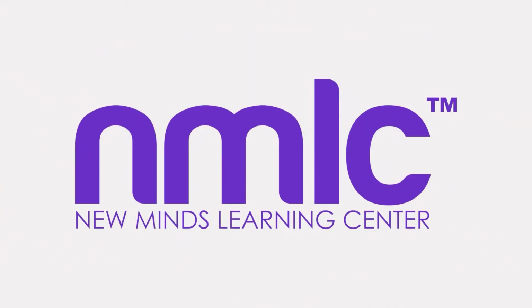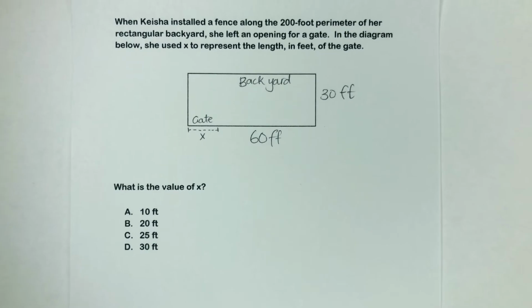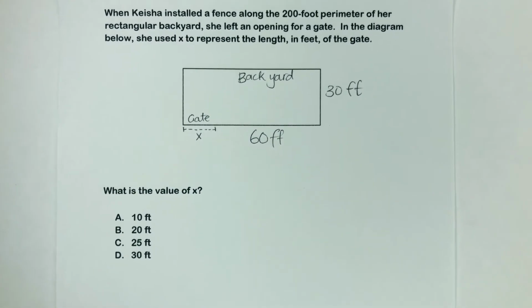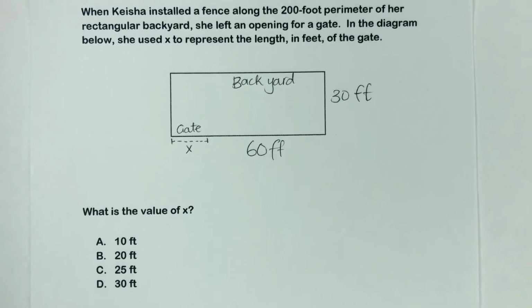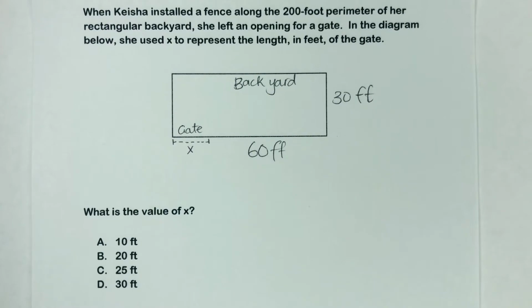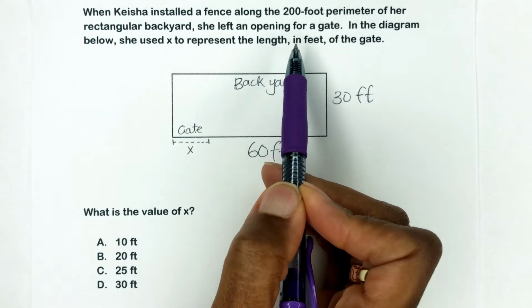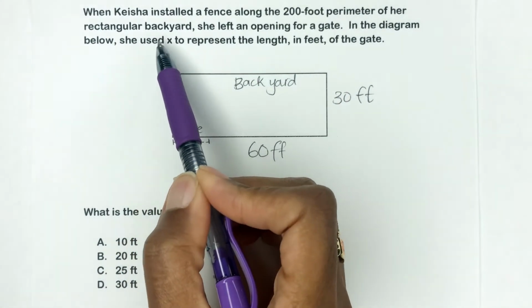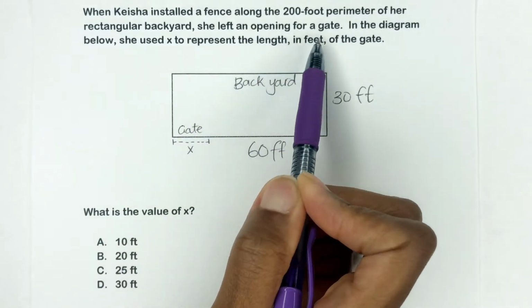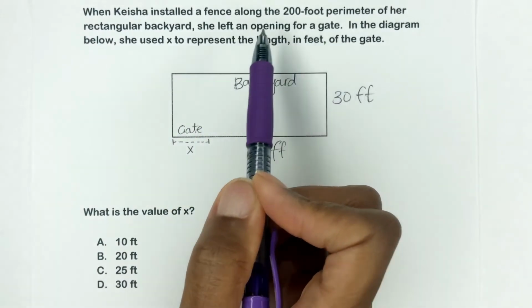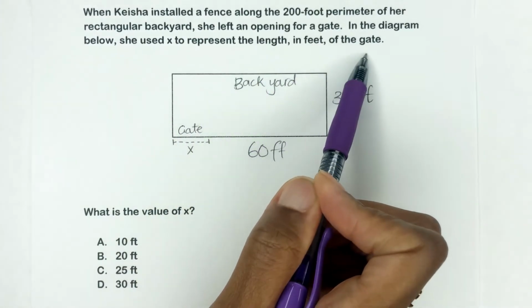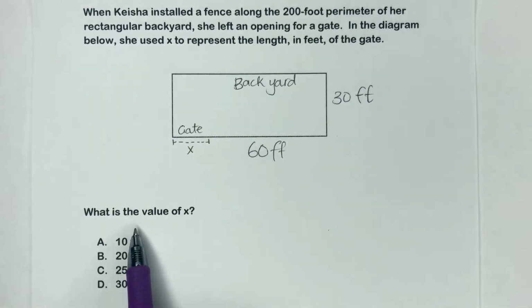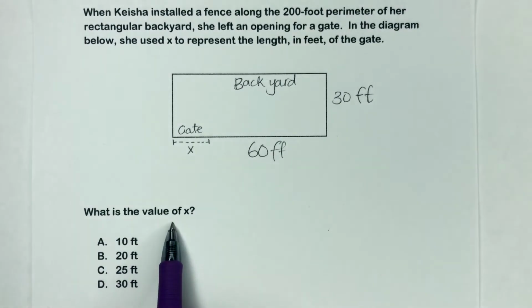If you look here, you can see that we have a diagram and we have the question. When Keisha installed a fence along the 200-foot perimeter of her rectangular backyard, she left an opening for a gate. In the diagram below, she used x to represent the length in feet of the gate. And then the question is asking us, what is the value of x?